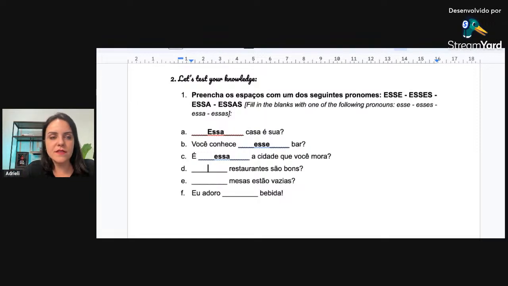Very good, guys. E agora, restaurantes são bons? Restaurantes, plural and masculine. Which one should we put here? So, it's a plural and a masculine noun. Qual dos pronomes a gente vai colocar aqui? O que vocês acham? Isso aí.